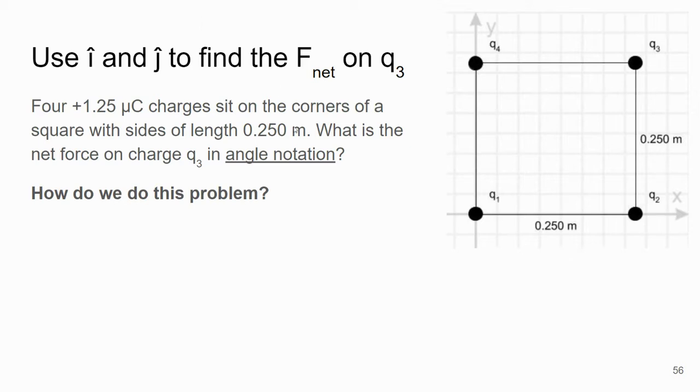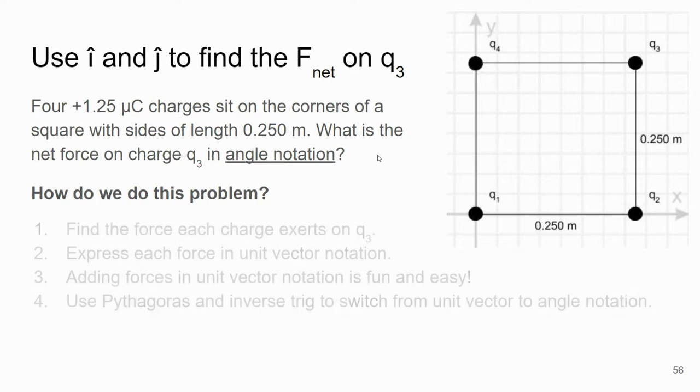So in this situation, we have 4 charges, Q1, Q2, Q3, and Q4. All of them are 1.25 microcoulomb charges. They're all positive charges, and they're all sitting on the corners of a square with sides 0.250 meters. So what is the net force on charge Q3, in angle notation? So we're trying to figure out what's the total force that the other 3 are going to be putting on this guy, and we want it in angle notation. So how do we do this?